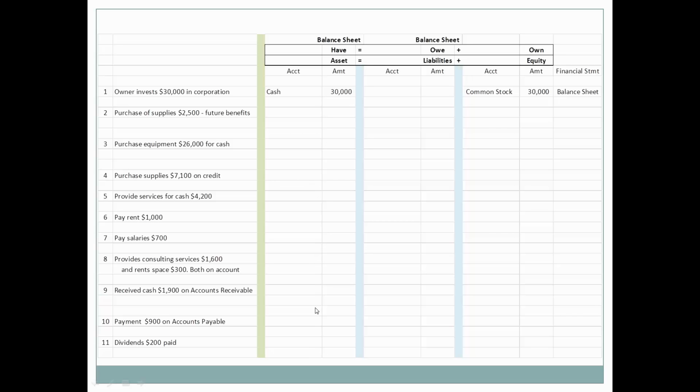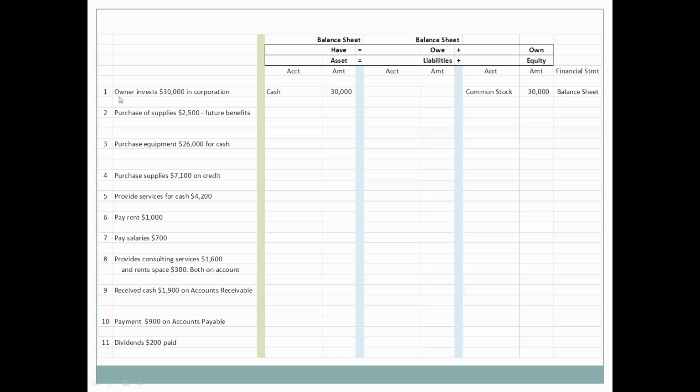First, this column will represent all of the assets, which are found on only one of the financial statements, the balance sheet. Next, we will look at the liabilities. Every transaction related to liabilities will be in this column, and liabilities, just like assets, are only found on the balance sheet. However, what we own, or equity, is found on a variety of financial statements, so we will look at those as we go through the transactions.